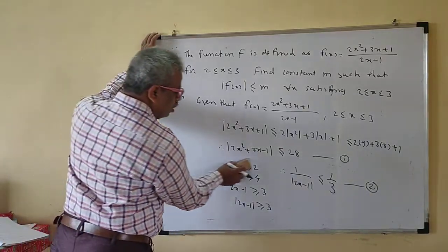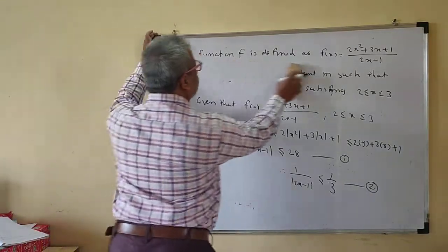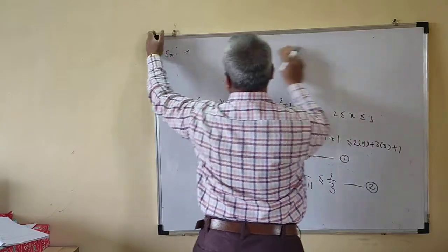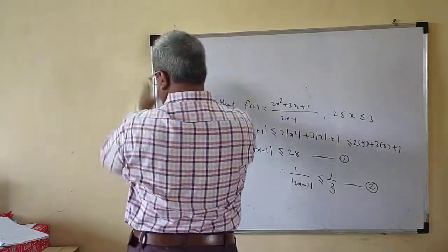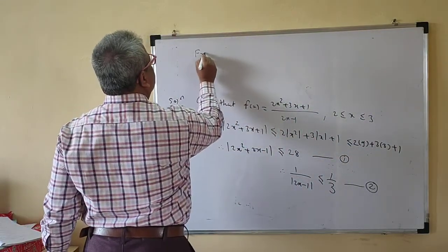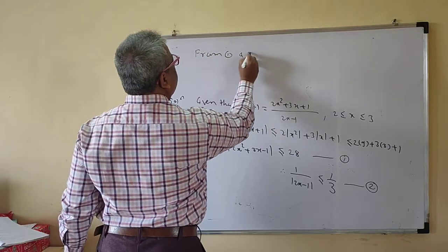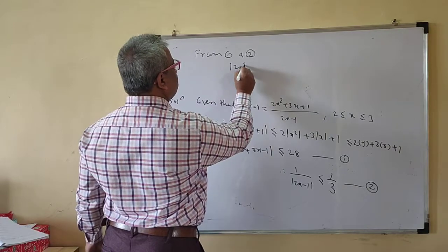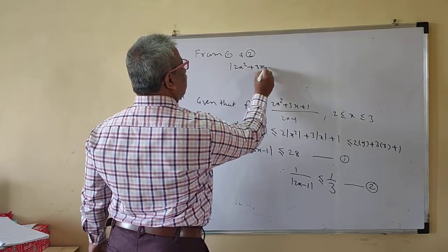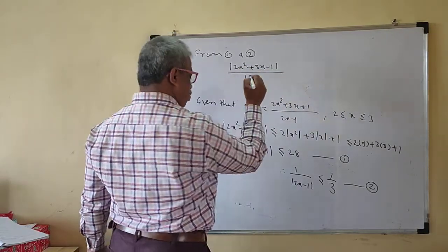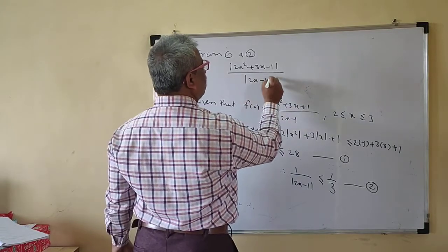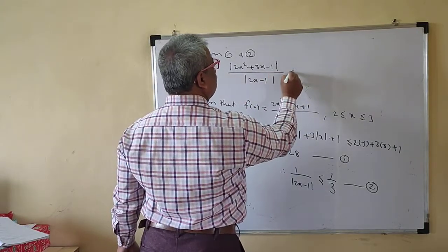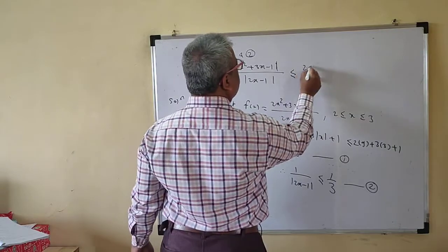Okay. So now from 1 and 2, we have to take the product of this. What? Mod of twice x square plus 3x plus 1 upon mod of twice x minus 1 is less than or equal to 28 upon 3.